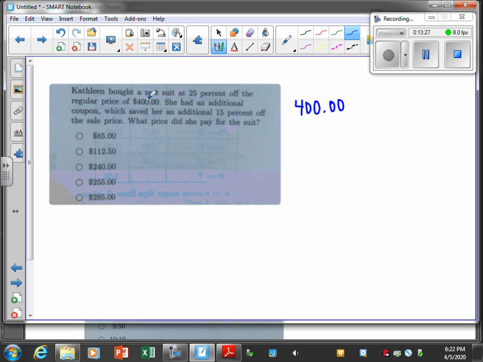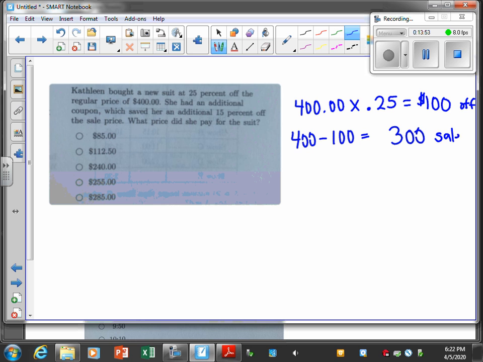So we have to do this original price times 25%. What do we say about 25%? It's the same thing as 0.25. So 25% of 400, when you put that in the calculator, is $100. Well, that's how much she got off. $100 off. So if you take the original 400 and you take the $100 off because it was on sale, the sale price was $300.